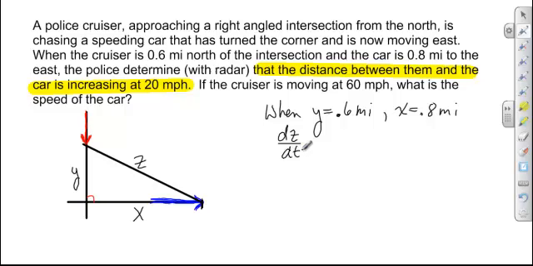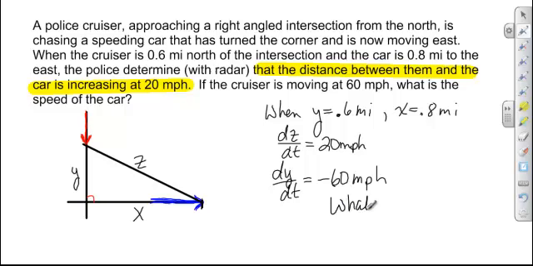If the police cruiser is moving at 60 miles per hour, that's telling me about the rate of change of the distance y. The speed is 60, but the rate of change would be negative 60 because the police car is getting closer to the intersection, so that distance y is decreasing. And then our job is to figure out the speed of the car, dx over dt.